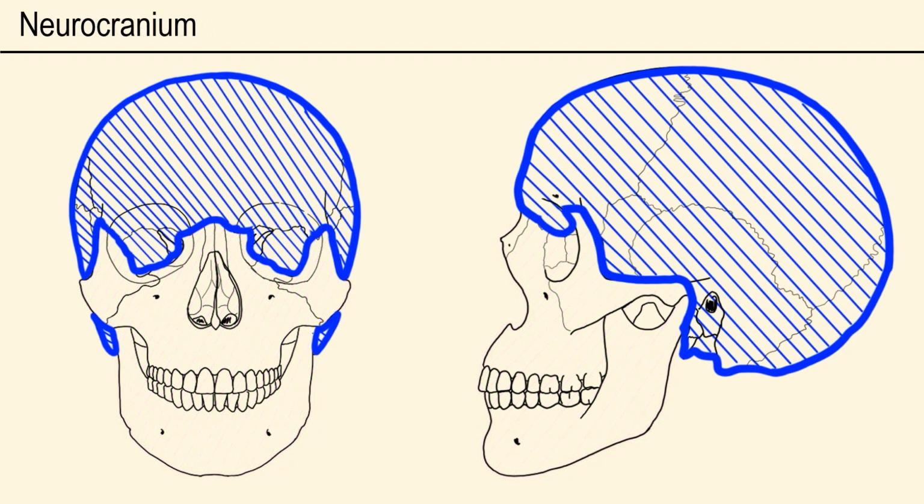Whilst the neurocranium is the box that holds the brain. This is also divided into two parts: the calvaria, which is the skull cap that sits over the brain, and the cranial base, which is where the brain sits. The neurocranium consists of the frontal bones, parietal bones, occipital bone, ethmoid bone, sphenoid bone, and the temporal bones.